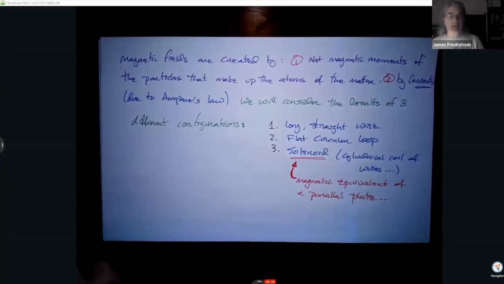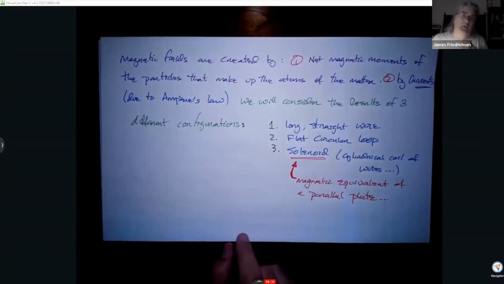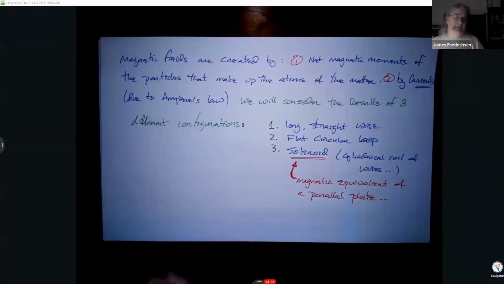The parallel plate was kind of the generalization for creating a capacitor, which then became a circuit element that allowed us to store energy in terms of the electric field. The solenoid is going to be the ideal case for creating an inductor, which will then store energy in the form of magnetic fields. And so it really is the analogous quantity to our parallel plate.